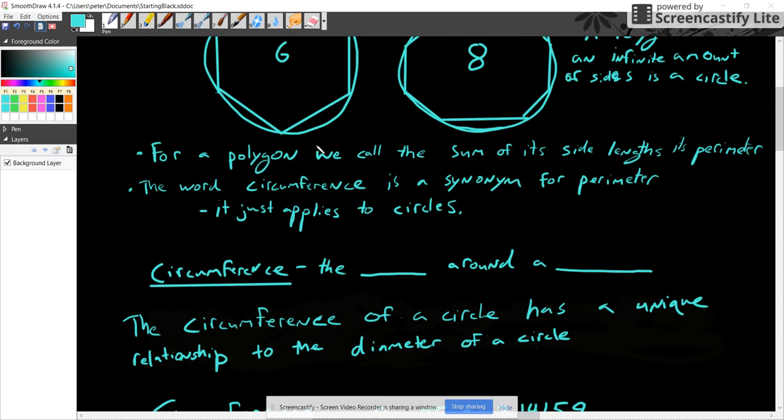The circumference is the distance around a circle. That's our working man's or working woman's definition for a circumference.